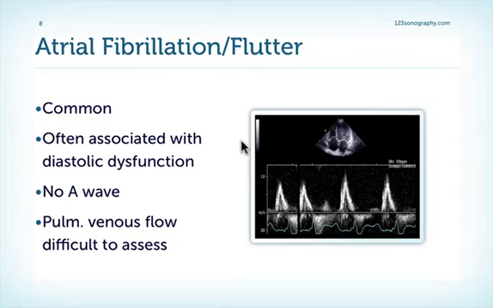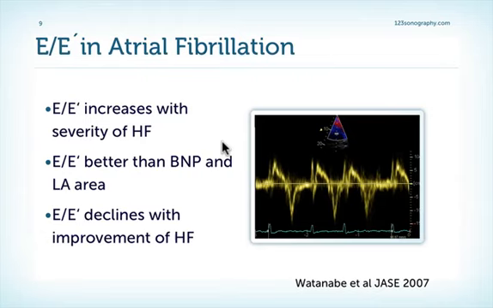It's also very difficult often to look at the pulmonary venous flow in these patients, so the only thing we can really do is look at the E to E' ratio and use tissue Doppler. There's now sufficient evidence in the literature that we can actually use E and E' in patients with atrial fibrillation. We know that the E to E' ratio increases with the severity of heart failure, that E to E' is better than BNP and the left atrial area to determine filling pressures, and that E to E' declines with the improvement of heart failure.